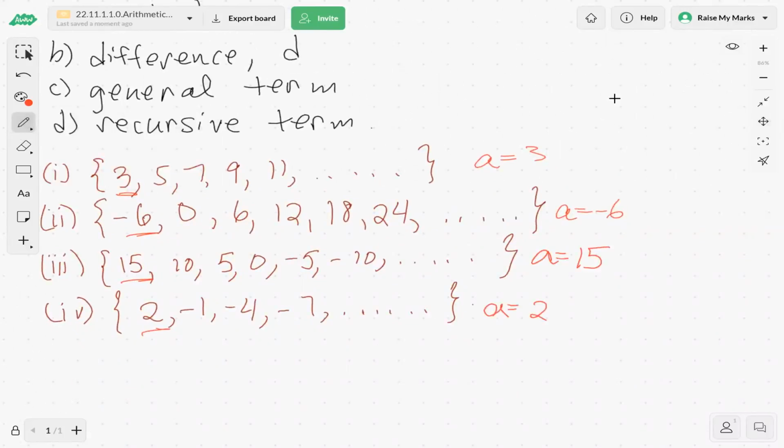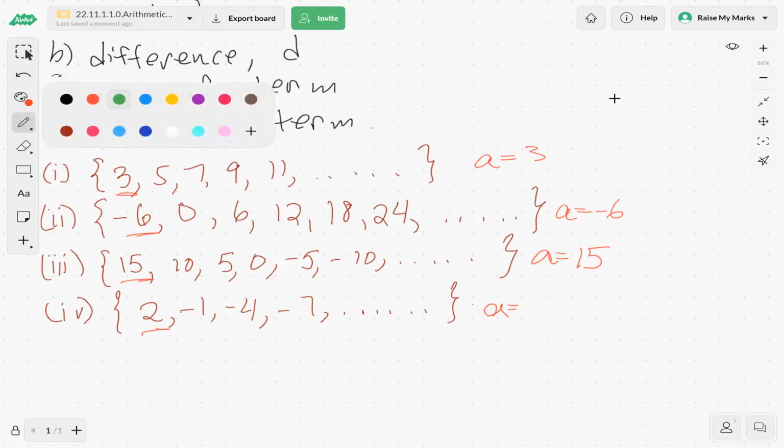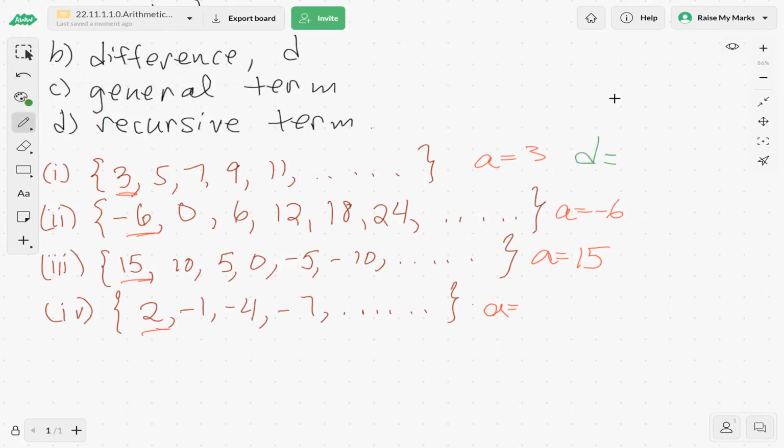All right, so our difference, let's pick a different color to represent our difference. Our difference is D. Let's look at the difference in our first sequence. The difference is 2. We're going up by 2. So 3 to 5 is 2, 5 to 7 is 2, 7 to 9 is 2, 9 to 11 is 2.